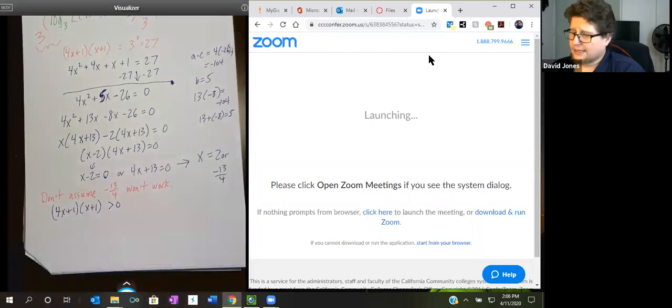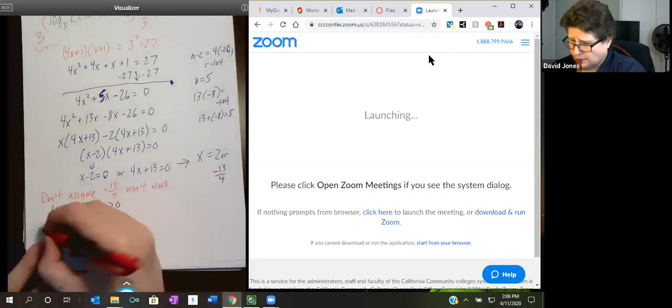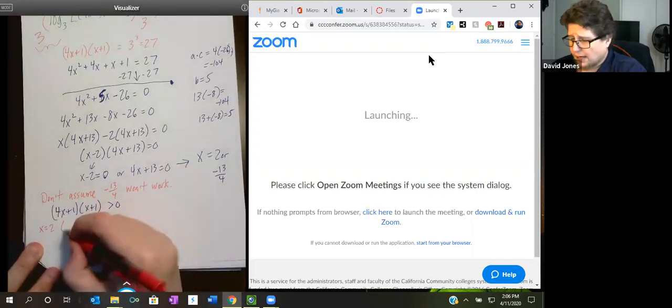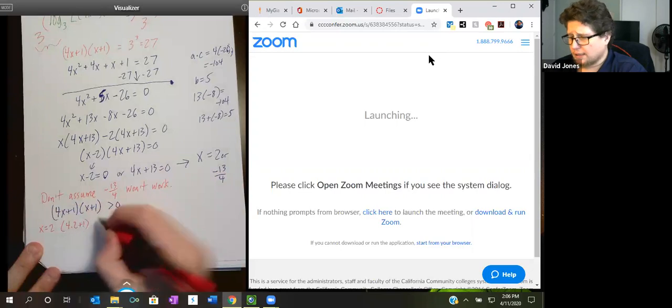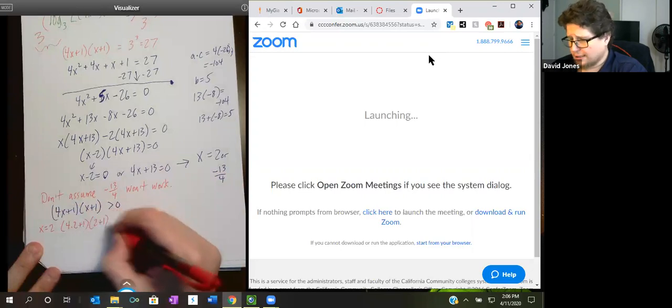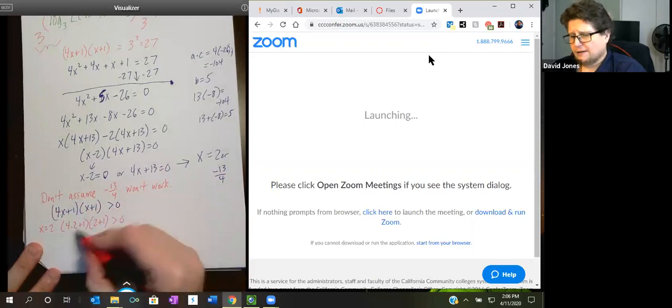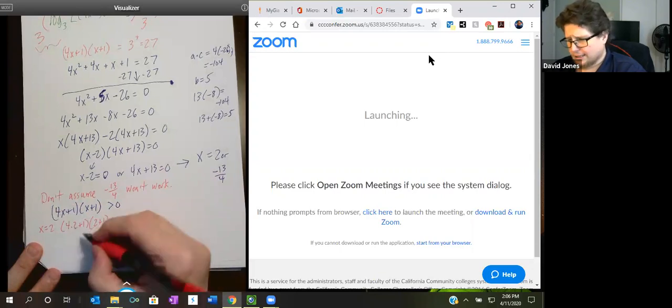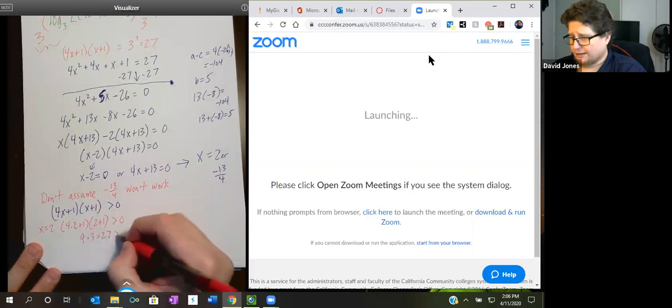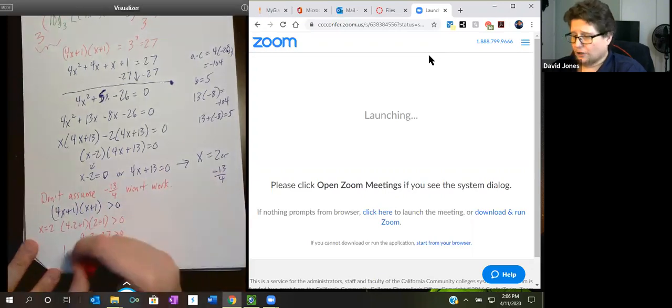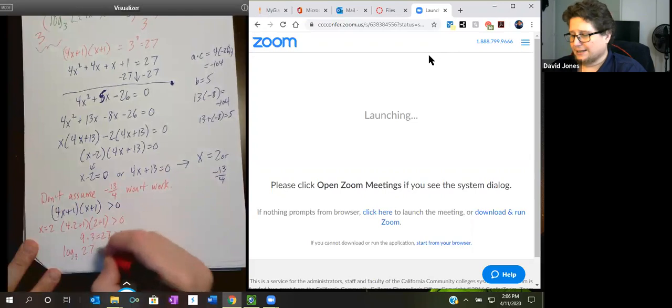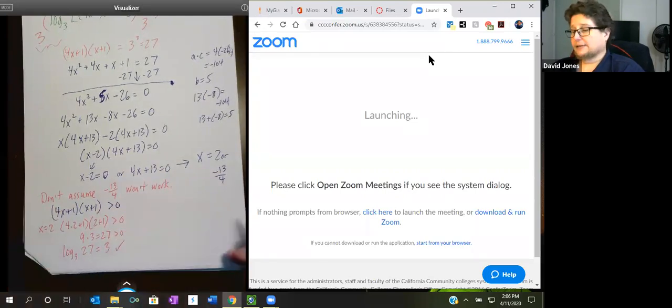If we try x equals 2, I get 4 times 2 plus 1, times 2 plus 1. Is that greater than 0? 4 times 2 is 8, plus 1 is 9. 9 times 3 is 27, that's greater than 0. We have log base 3 of 27. Does that equal 3? Yes.